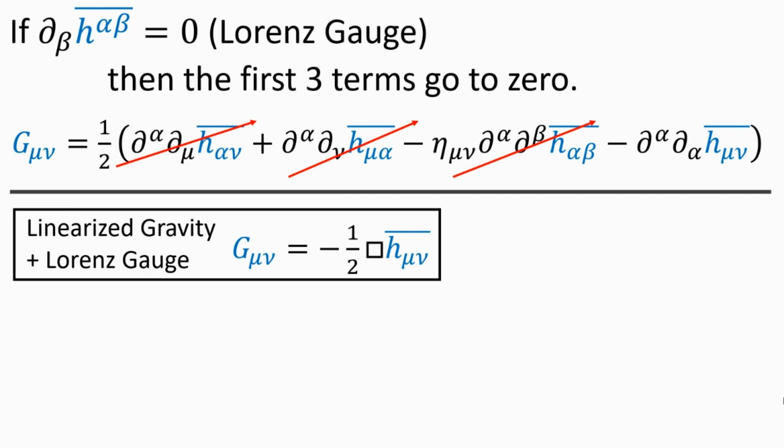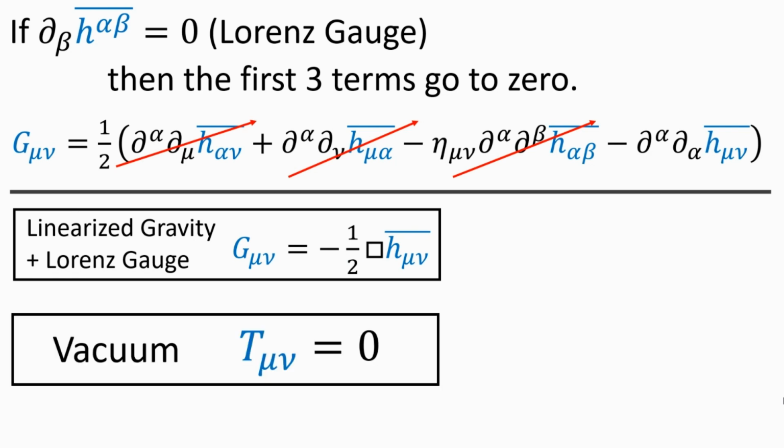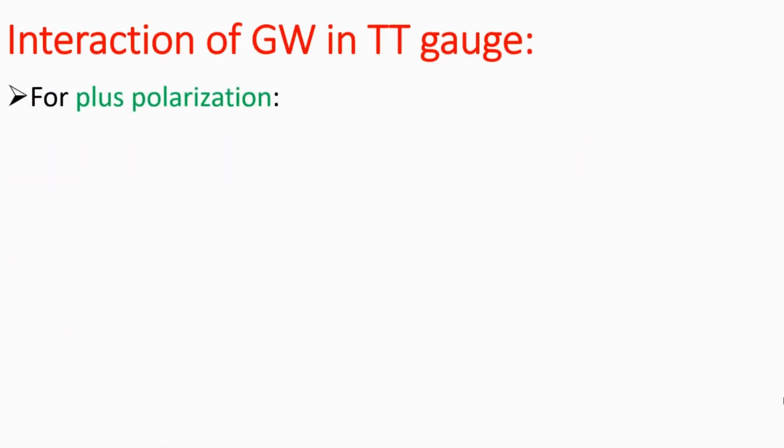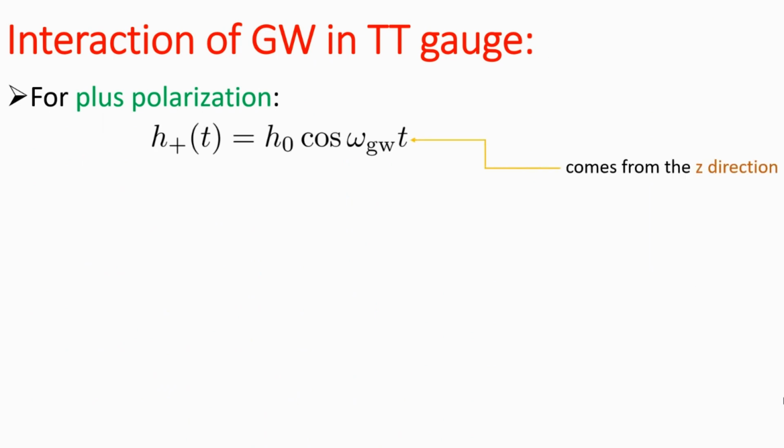And by implementing the vacuum condition, that is T mu nu equals 0, we can calculate a wave equation, that is box of H mu nu equals 0. By solving that particular wave equation, we can get another relation, that is this particular thing. Now we are considering only the plus polarization, of course, for simplicity.